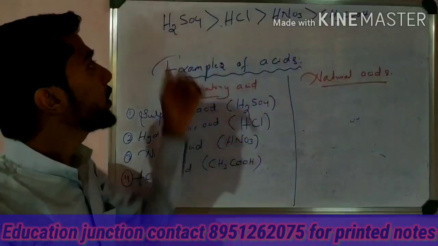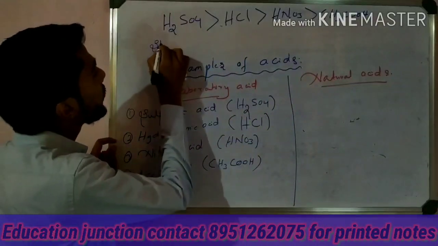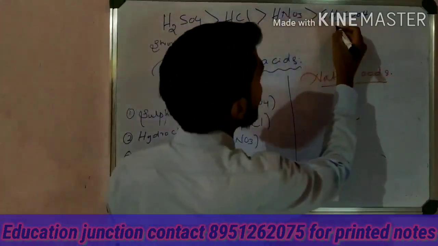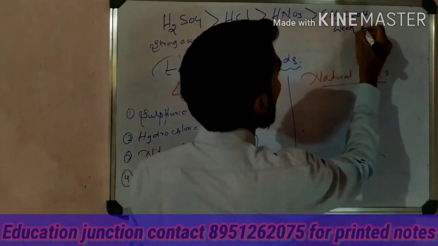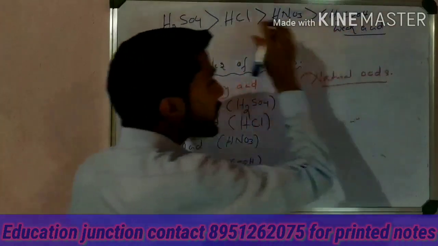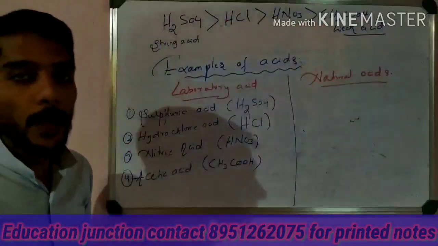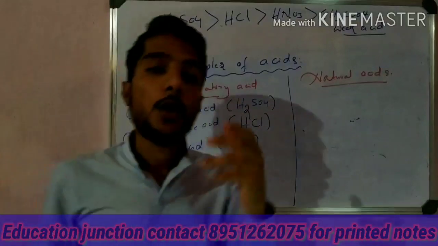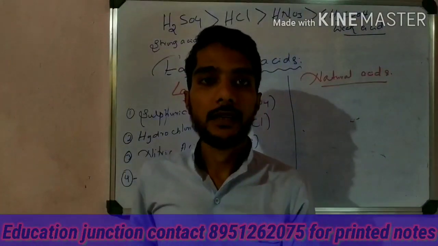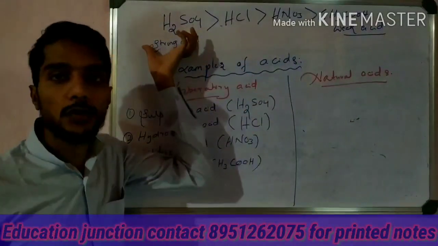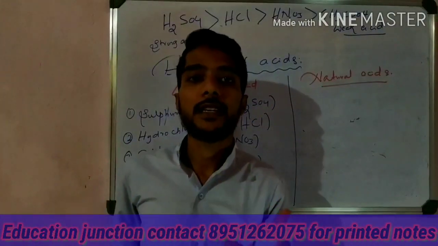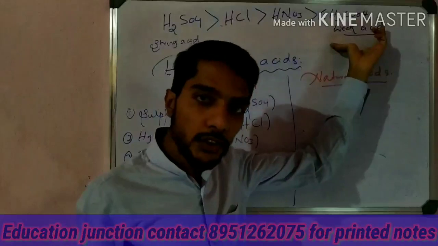The first one is a strong acid and the last one is a weak acid, so one is the starting point and one is the terminal. The starting point is the strongest acid. In the examination they ask, name the strongest acid. That is H2SO4, sulfuric acid. And what is the weakest acid? Write the weak acid: CH3COOH.